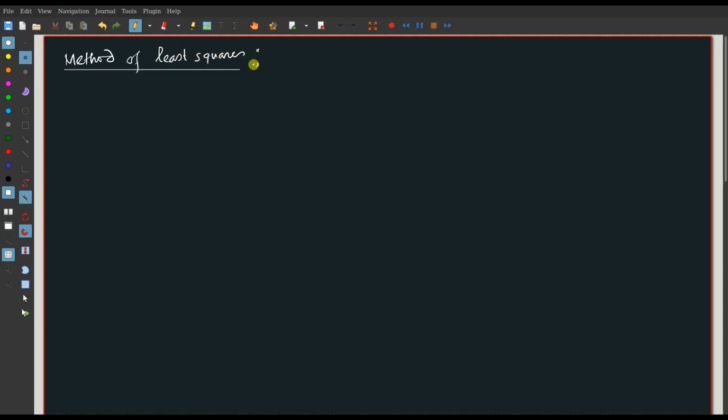Okay. Now, when is this thing applicable? Like, what is the statement of the problem? If you see such kind of problem, then you think about the method of least squares. So when is it applicable?